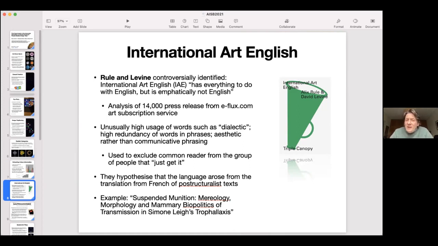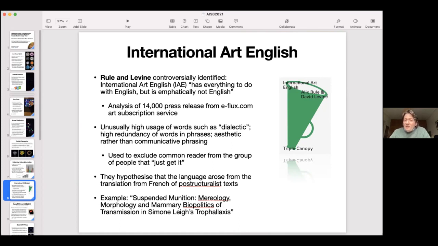One, a high usage of words which you'd ordinarily never hear anywhere else, like dialectic. Two, a high redundancy of words in phrases. Why use 2 words to say something when you can use 5 words to say something? And three, often the words being used in International Art English are there for aesthetic pleasure rather than communication. These 3 things are quite common in International Art English.